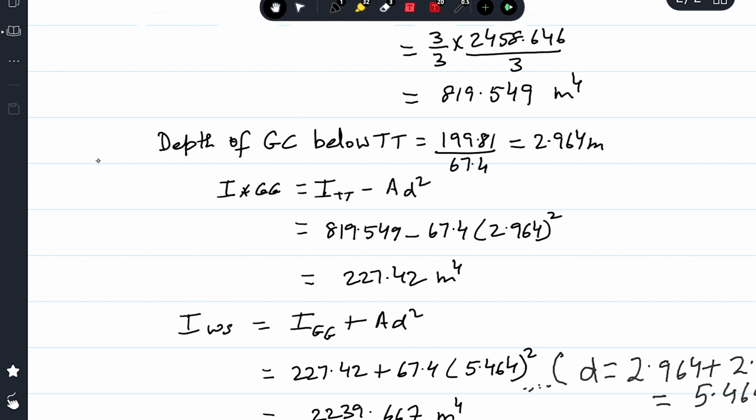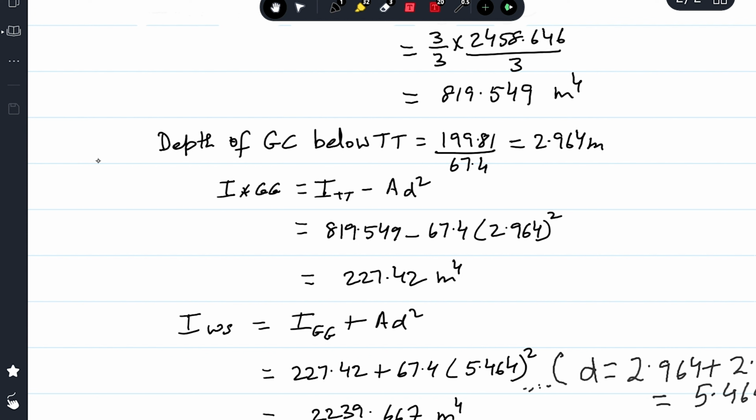So what will be the moment of inertia about the axis passing through the centroid, which is IgG? So moment of inertia about tank top minus AD squared. Remember that if you have to find the moment of inertia about tank top, usually we add AD squared to the IgG, which is the moment of inertia about the centroid. So just reshuffling the equation, IgG will be ITT minus AD squared.